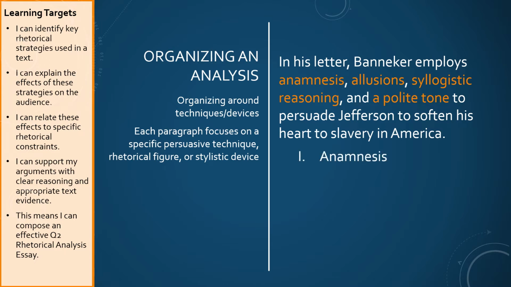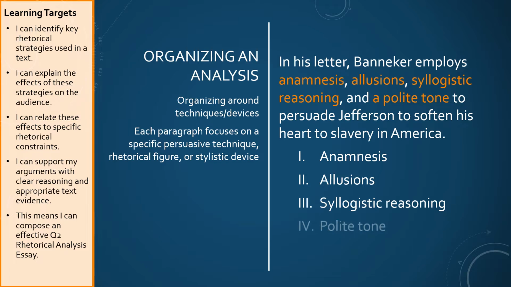In the first body paragraph, I'd talk about his use of anamnesis. The second body paragraph, I'd talk about Banneker's allusions. Third body paragraph would talk about the big syllogism that he makes, connecting Jefferson and his beliefs on the Declaration of Independence to his beliefs toward slavery. And then finally, the polite tone that he maintains, the various elements of word choice he uses to maintain that polite tone. So you can see here that each of my body paragraphs is focused on examining the use of a particular technique or device.